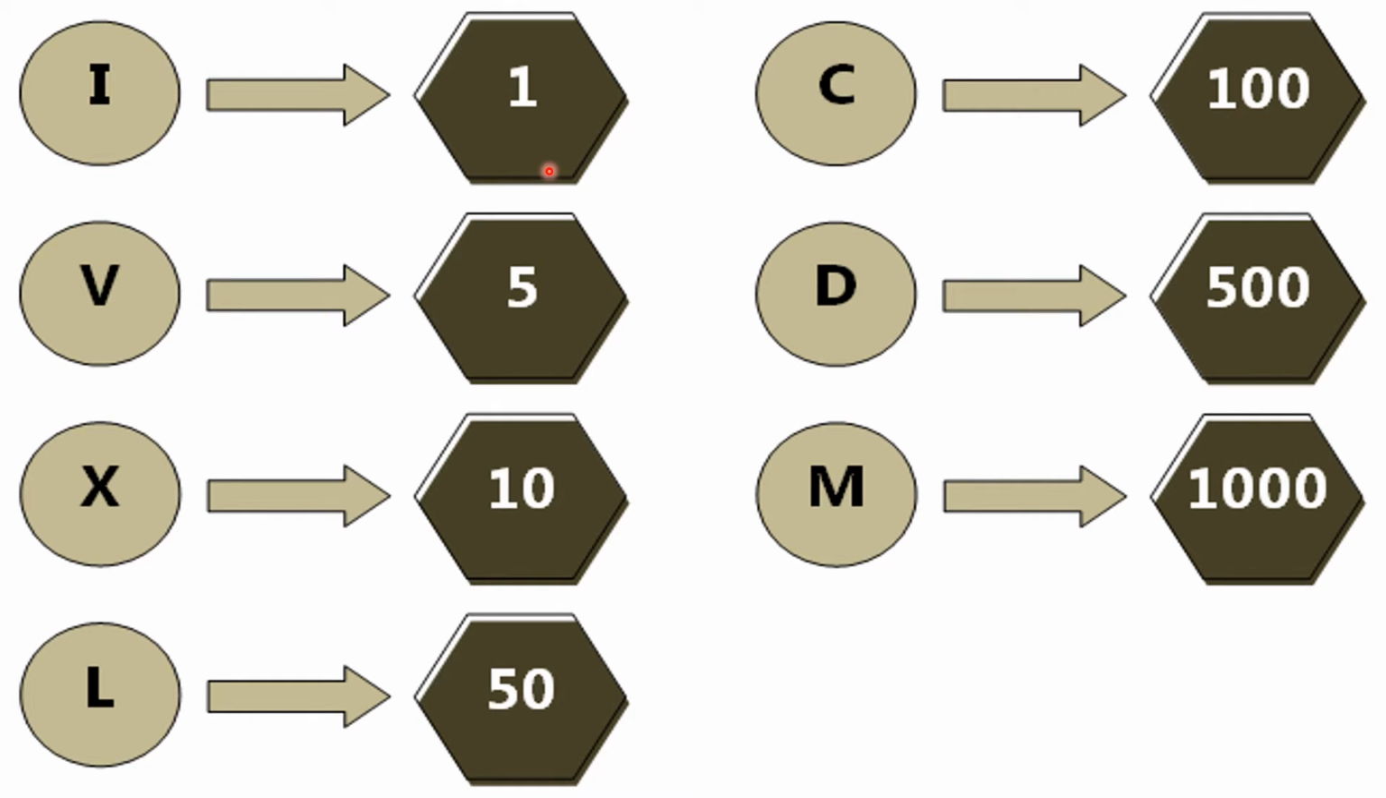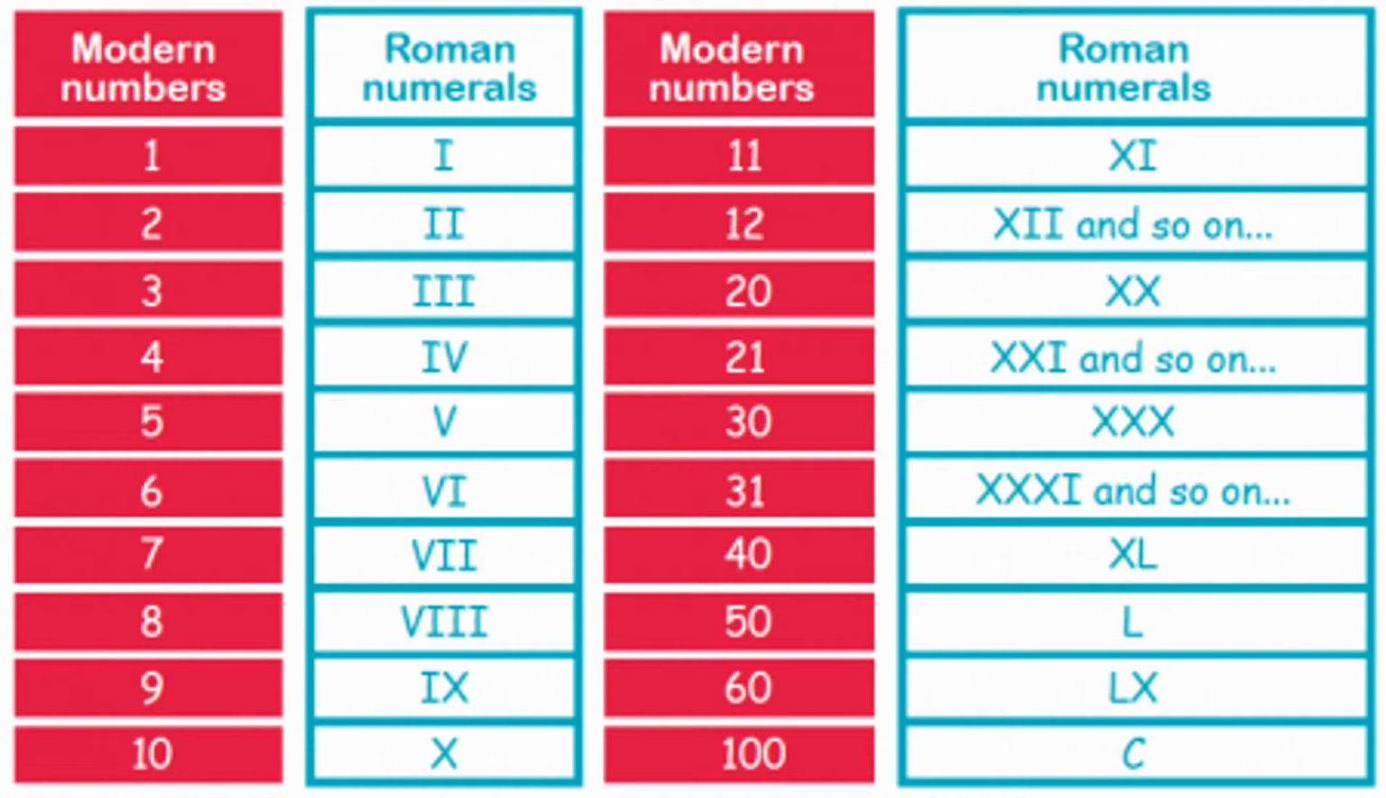I represents 1, V represents 5, X represents 10, L represents 50, C represents 100, D represents 500, M represents 1000. This is the comparison of modern numbers and Roman numerals. As you can see, 1 is I, 2 is II, 3 is III, 4 is IV, 5 is V.